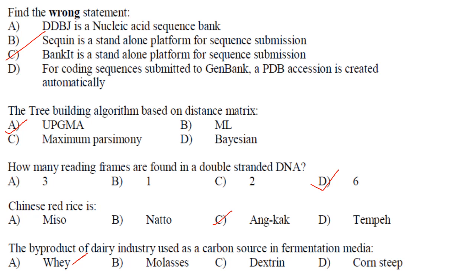Then next one. How many reading frames are found in double-stranded DNA? So DNA is interpreted in groups of 3 nucleotides, or I can say codons. And a DNA strand has 3 distinct reading frames. Now in the question it is asked for double-stranded DNA, so it must have 6. How? 3 on the positive strand and 3 on the negative strand. Positive strand means the parallel strand, and the negative strand means the anti-parallel strand.